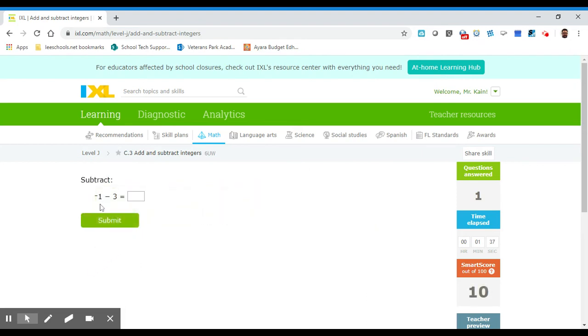Okay, so we have a negative and negative, same sign, which means we add. It's going to be 3 plus 1 or 4. And since they're both negative, it's going to be -4.